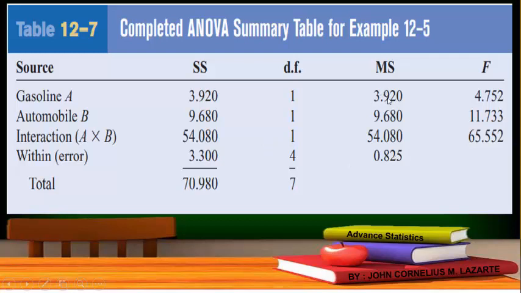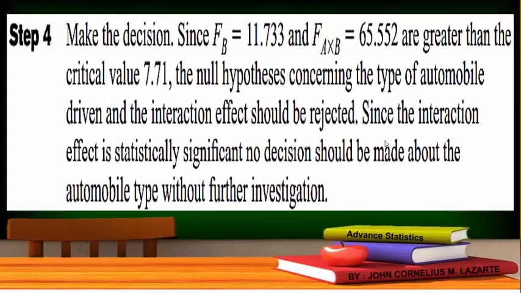Like here, 3.920 divided by 0.825, we get 4.752. And for the automobile, the F value of 11.73 is obtained using 9.680 divided by 0.825, and the last, the interaction value, is obtained by 54.080 divided by 0.825, we got 65.552. For step 4, we are now going to make the decision.